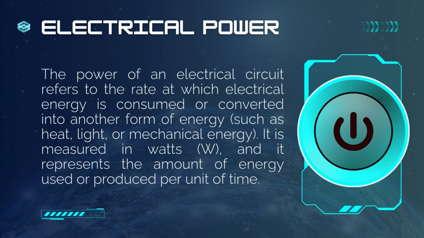Next, we are moving to the topic of electrical power. The power of an electrical circuit refers to the rate at which electrical energy is consumed or converted into another form of energy, such as heat, light, or mechanical energy. It is measured in watts and it represents the amount of energy used or produced per unit of time. The formula for electrical power is given below.